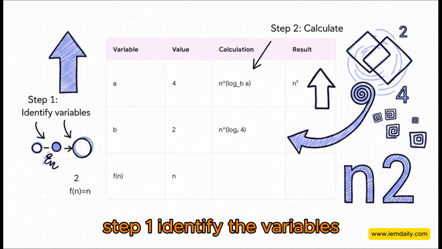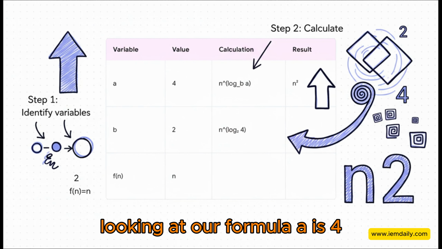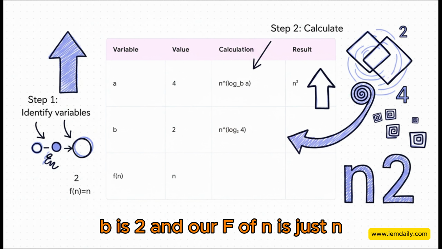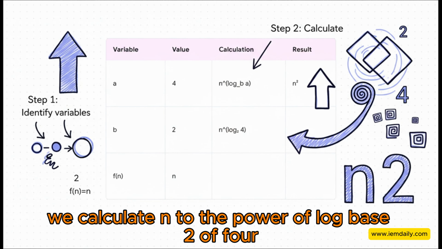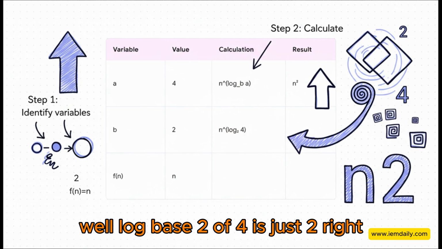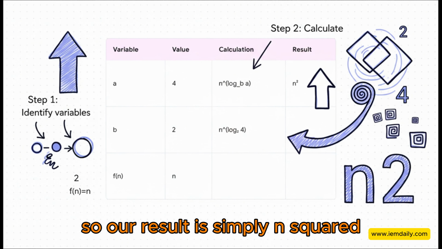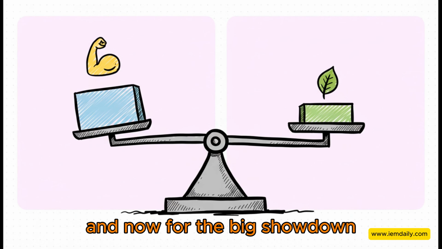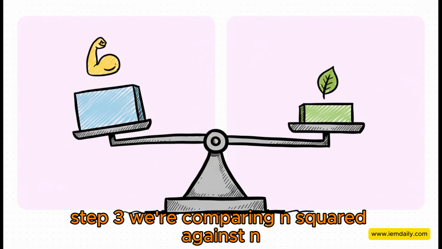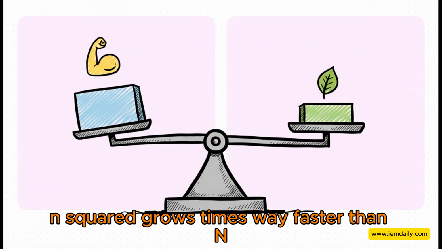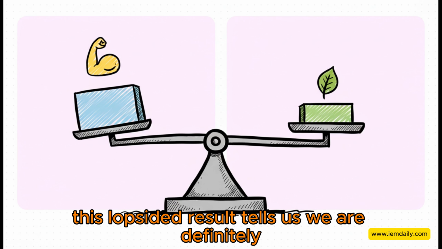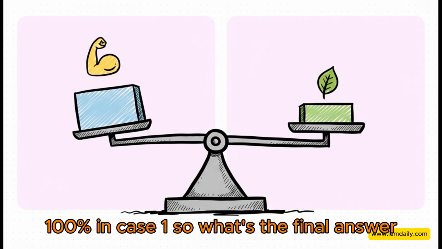Let's do it. Step 1, identify the variables. Looking at our formula, a is 4, b is 2, and our f of n is just n. Easy enough. Now for step 2, we calculate n to the power of log base 2 of 4. Well, log base 2 of 4 is just 2, right? So our result is simply n squared. And now for the big showdown, step 3. We're comparing n squared against n. As you can see, it's not even a fair fight. n squared grows way faster than n. This lopsided result tells us we are definitely 100% in case 1.